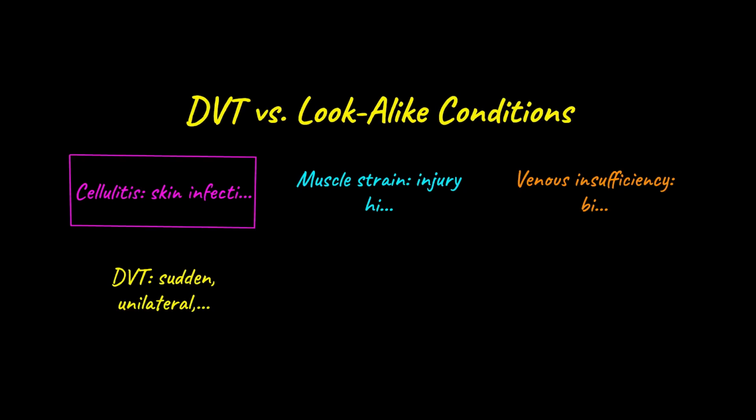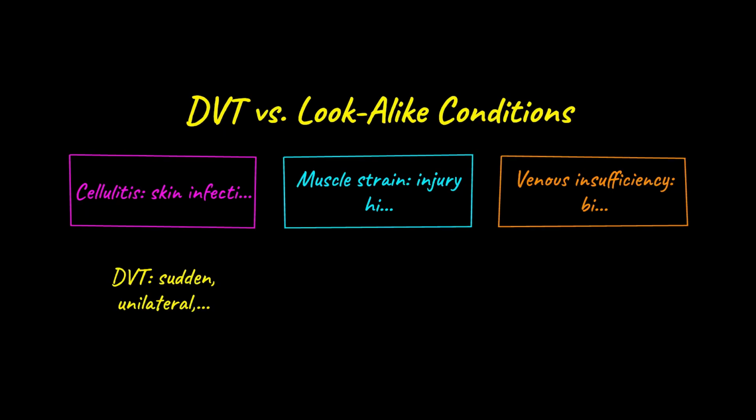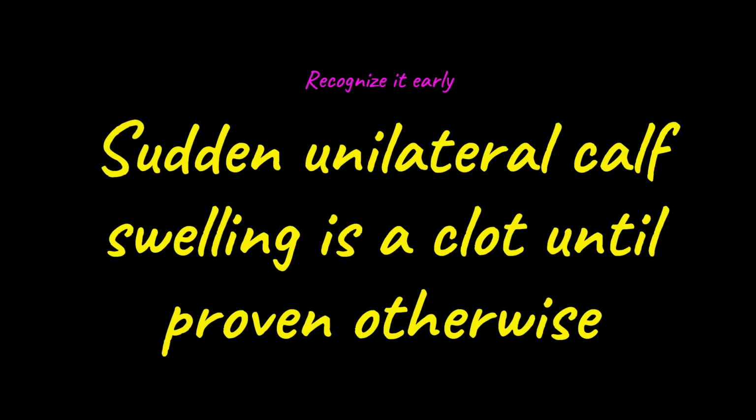Exam questions try to confuse DVT with cellulitis, muscle strain, or chronic venous insufficiency. Cellulitis brings systemic illness, strain has a clear injury history, and venous insufficiency causes gradual bilateral swelling. DVT stands apart because it's sudden, focal, and one-sided. Once a clot embolizes to the lungs, the window to act closes fast. Teach patients to recognize sudden, one-sided swelling changes early, so they call, get scanned, and start treatment before it's too late.